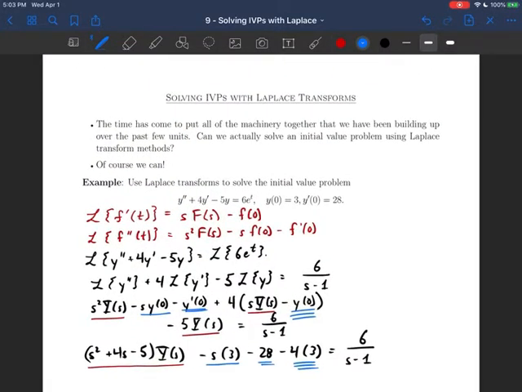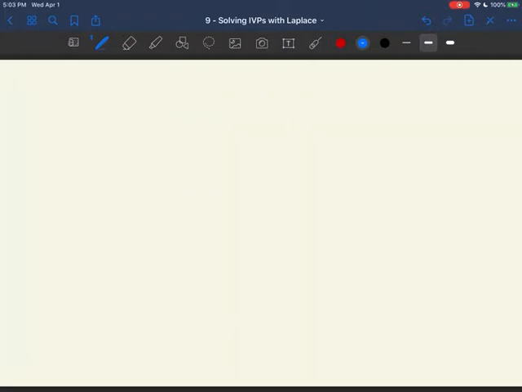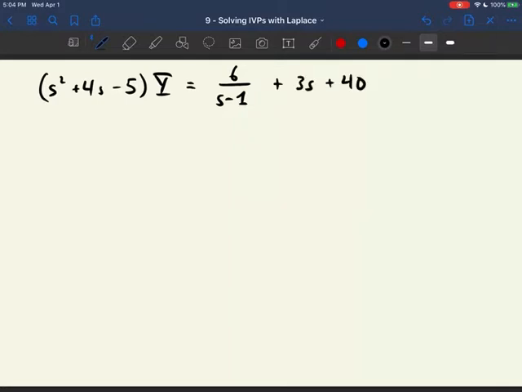Okay, so that's great. Now what we're going to do next is move this over to the right-hand side of the equation and try to continue on from there. So that'll be on our next slide. So let's see. What we have is s squared plus 4s minus 5 times Y is equal to 6 over s minus 1 plus 3s plus 40.